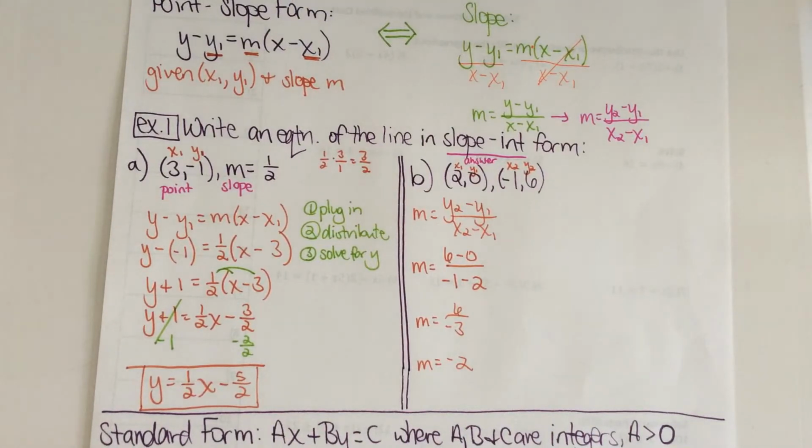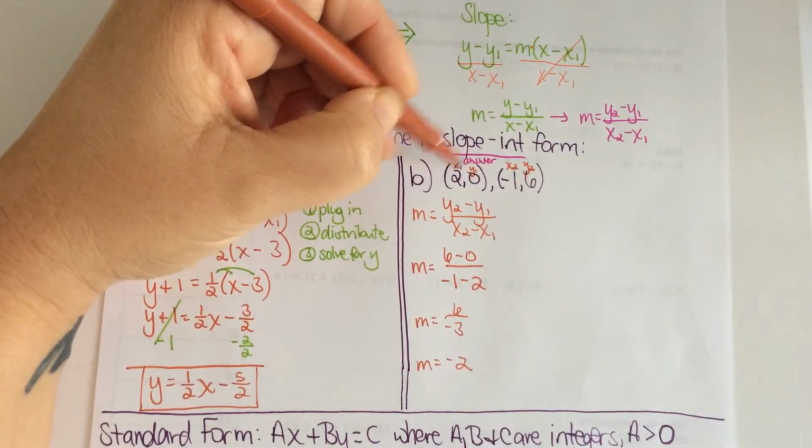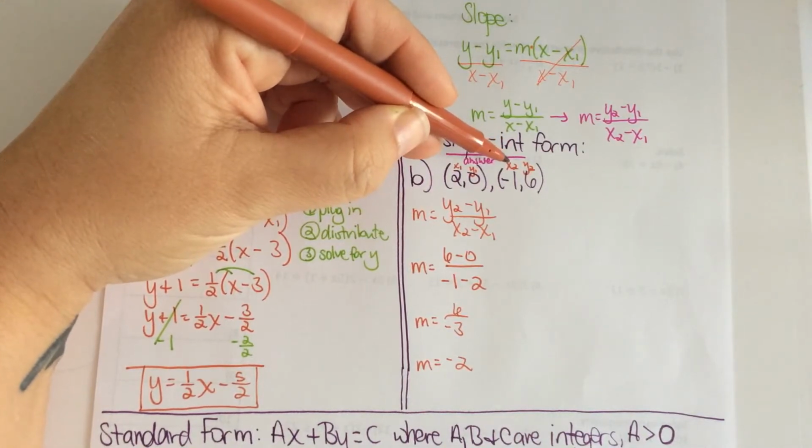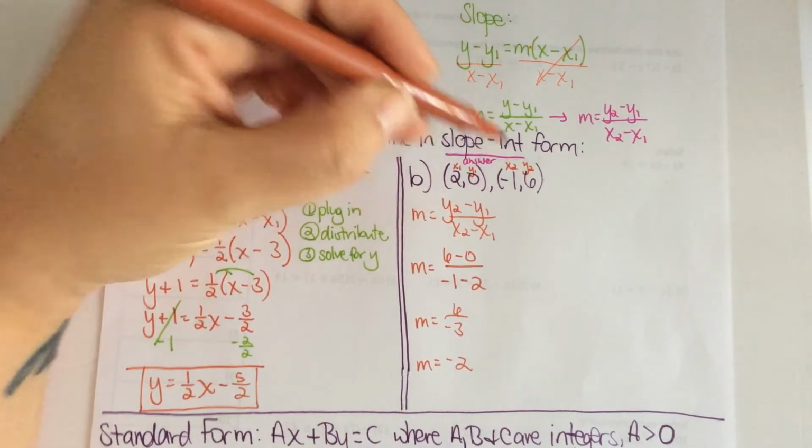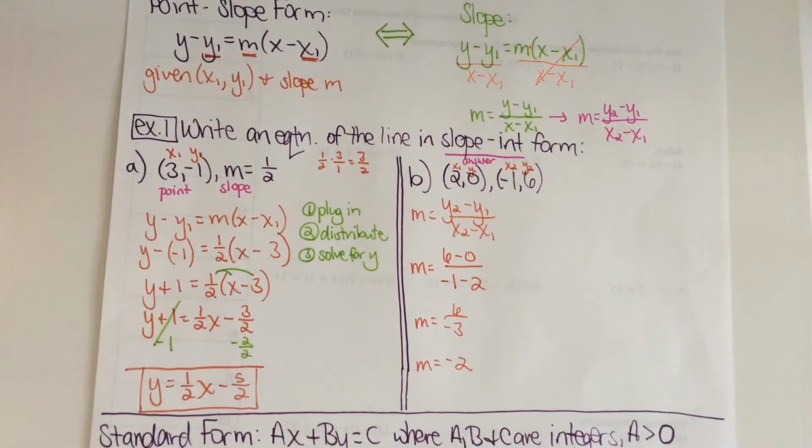I actually have 2 points and a slope, so I get to choose. If we were in class, I would have half of the class write the equation using the first point, and the other half write the equation using the second point, and then we would compare answers and they would be the same.